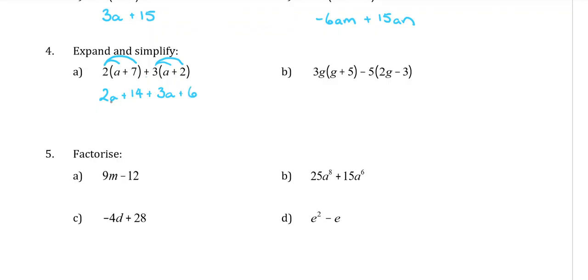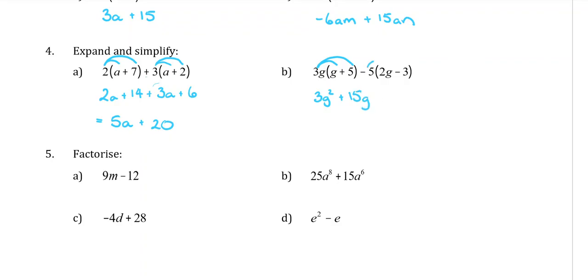Okay, then you can see that we have some like terms. The 2A and the 3A add together to make 5A. And 14 plus 6 makes a positive 20. Let's do another one. Let's times the 3g through the bracket. 3g times g is 3g squared. Plus 3g times 5 is 15g.